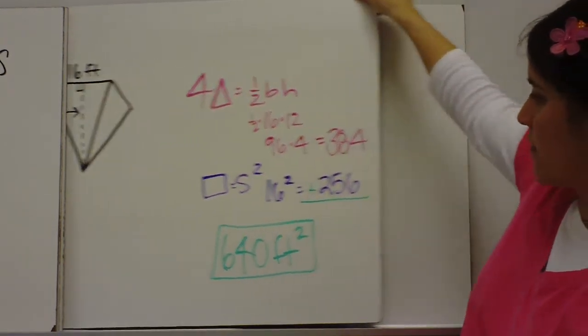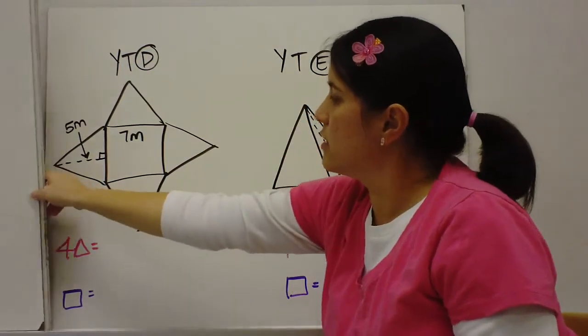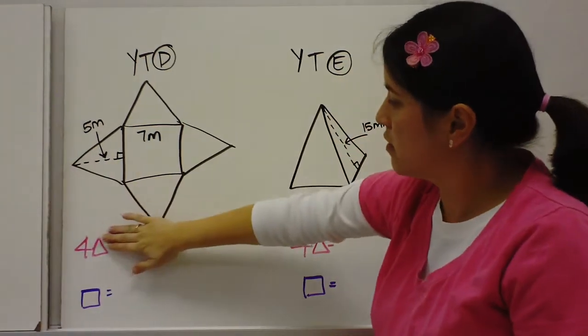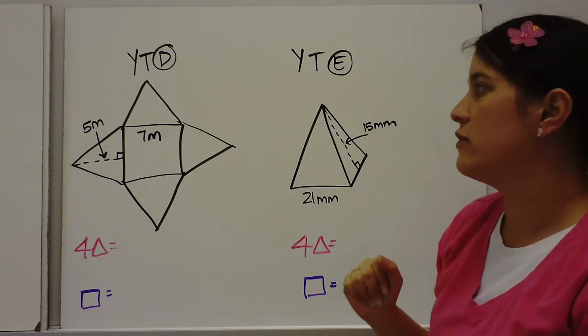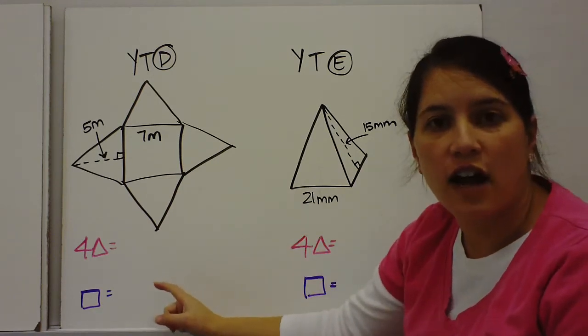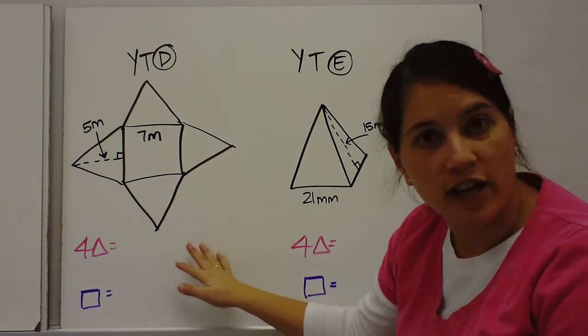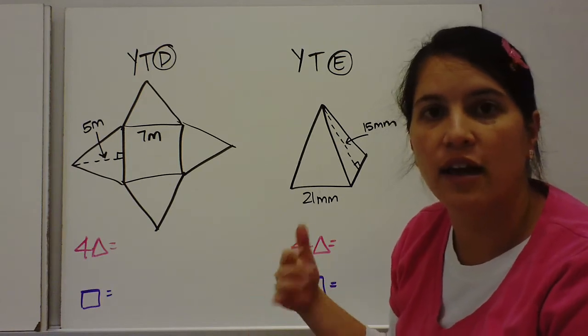All right. So the last two, you try, please. Woo! Those are my boys. All right, so you try. I have a net and I have a 3D figure. So you try to find the surface area, and when you finish, you press pause, work on them, and when you finish, press play, and we'll go through them.